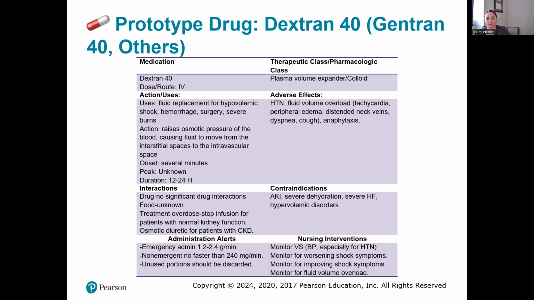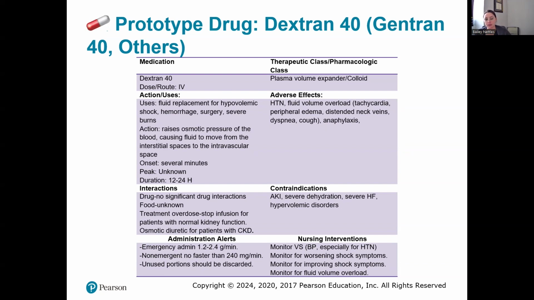So there's specific guidelines for how much and how fast you can give it. If it's an emergency, I'm dying, I'm hemorrhaging out, the only way you're going to save me is through these volume expanders and surgery. You can give it to me very fast, 1.2 to 2.4 grams per minute. And if it's just regular dehydration where I'm awake and I just need IV expansion, you have to give it very slow at 240 milligrams per minute, okay?